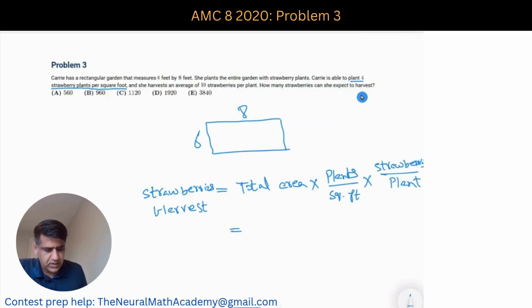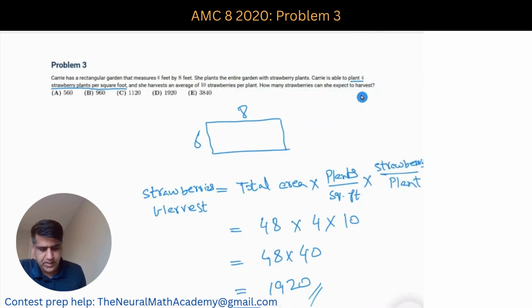Now if you see, the total area is 48, and we have 4 plants per square foot, and then there are 10 strawberries per plant. So if we multiply, we will get 48 multiplied by 40, and if we solve this we will get 1920. So the answer is D for this problem.